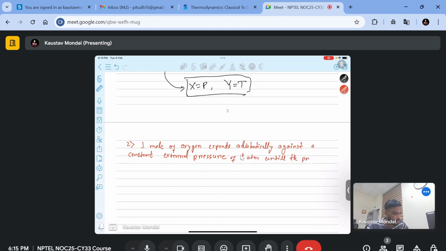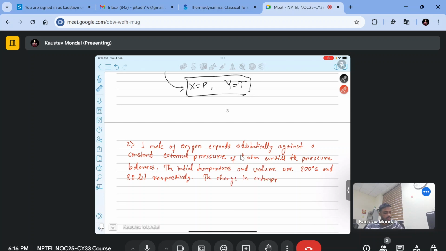Now the initial temperature and volume are 200 degrees centigrade and 20 liters. So these are the initial temperature and volume respectively. Now I have to find out the change in entropy. The units will be in joule per Kelvin.